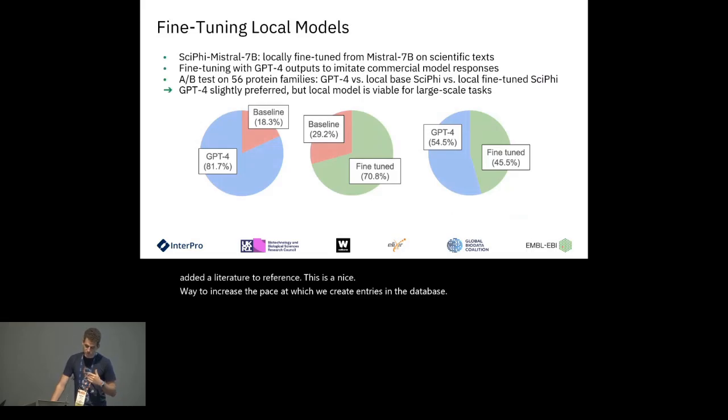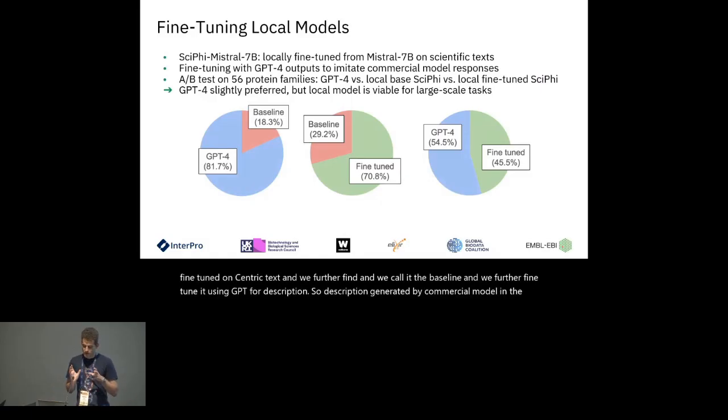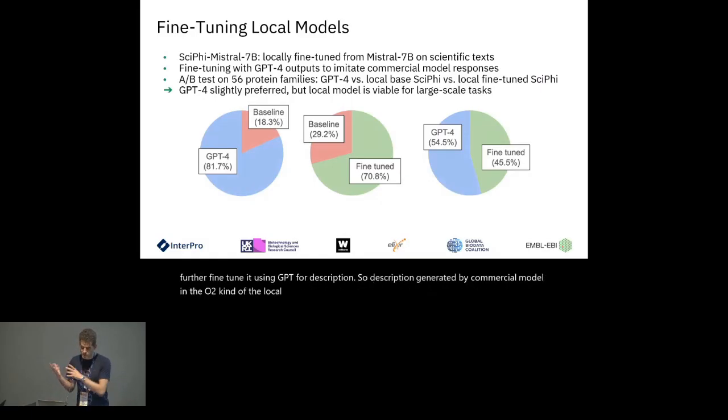Something we try to do is use a local model, so we wouldn't have to pay for a commercial model, because saving money is nice. What we did is we took a local model that was already fine-tuned on scientific text, we call it the baseline, and we further fine-tuned it using GPT descriptions. So descriptions that were generated by a commercial model, in order for the local model to mimic the quality of those descriptions generated by the commercial model.